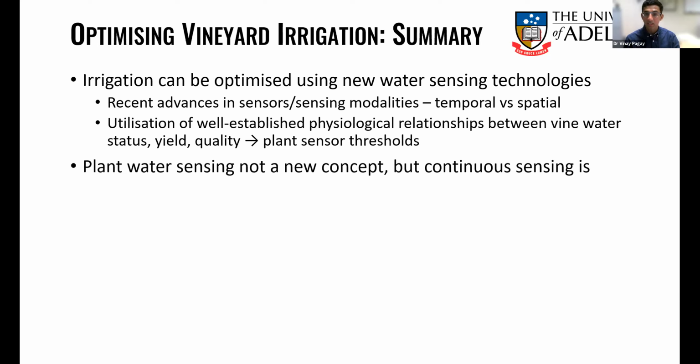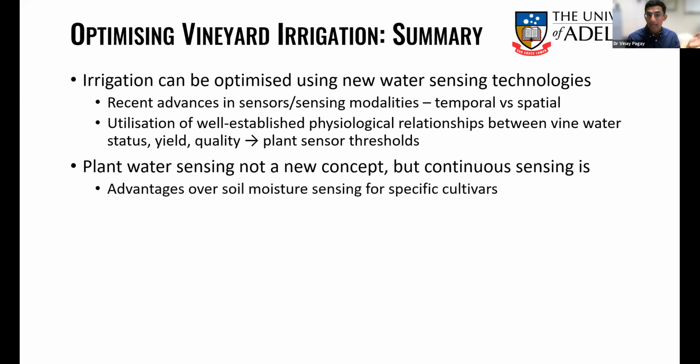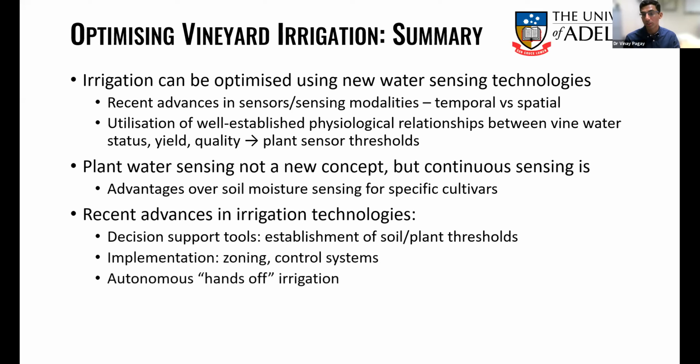So again, plant sensing is not new, but the aspects of continuous sensing which make it convenient are actually fairly new. And there are a number of advantages over soil moisture sensing, which hopefully we've shown you today. Some of the things you're going to start seeing more and more of in terms of irrigation technologies in the next 5 to 10 years.